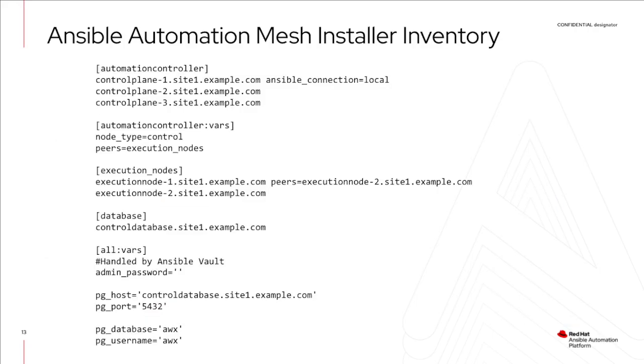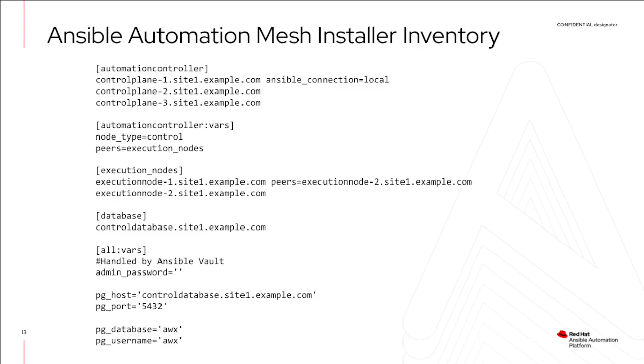How do I set this up? How do I get this off and running? So the creation of your automation mesh is all done through the installer inventory. There are different groups, just like you're used to with the previous iterations of the automation platform, but now we've added in a section called execution nodes. I can set this up however many that I want, and I can peer them together. If you notice, there is a peers variable in that execution node section. So this tells you how different nodes talk to each other.